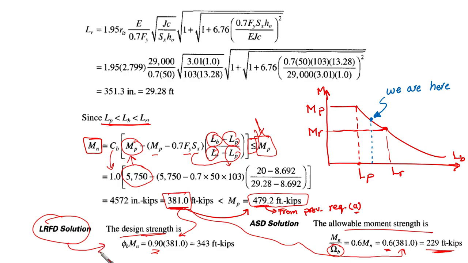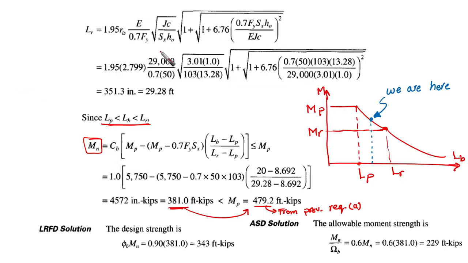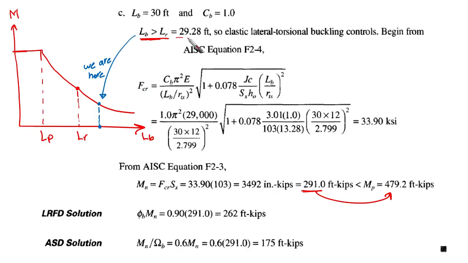Okay, now let's go to the last part, which is related to part C. Lb equal to 30 feet and Cb equal to 1. By looking, we have Lb is larger than Lr. From where did we get Lr? Previously calculated. This is Lr, 29. It is not going to be changed. It is going to be fixed. So we are here: elastic lateral torsional buckling. Then we need to use this equation of Fcr, right?